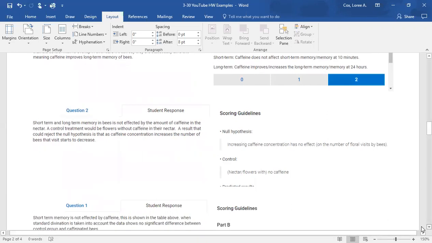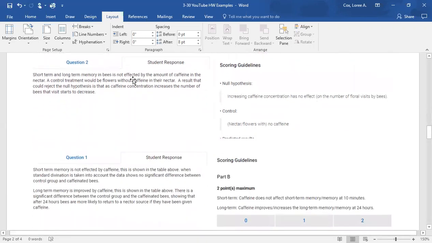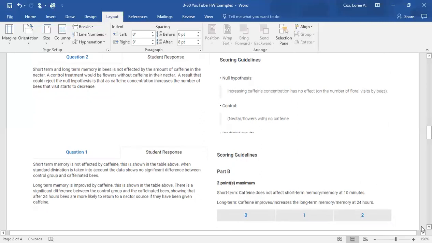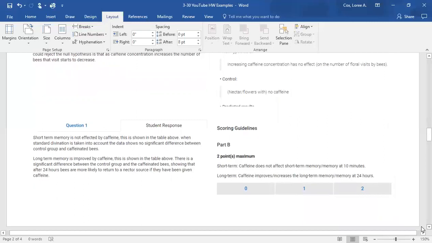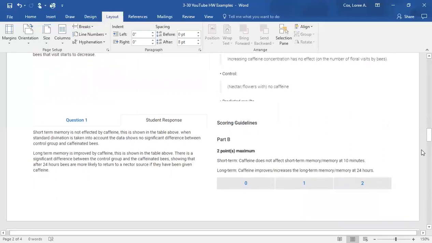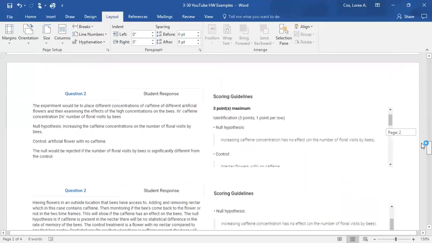Let's look at another one here. This person earned two points because they went back to the null, they stated the control, but I am not sure with that first sentence if they're indicating that that's their null or not. All right, next one. Okay, let's go down here.